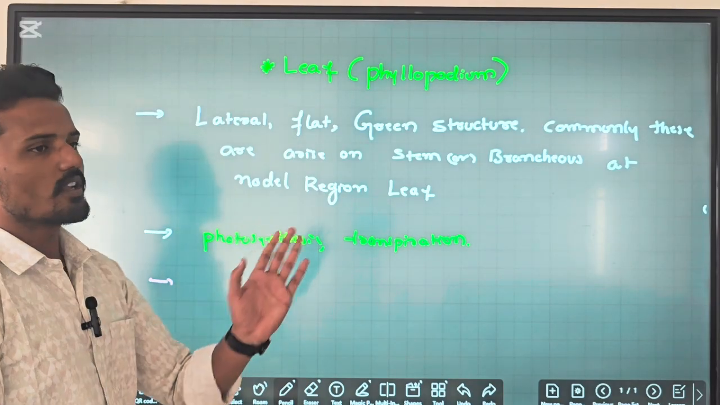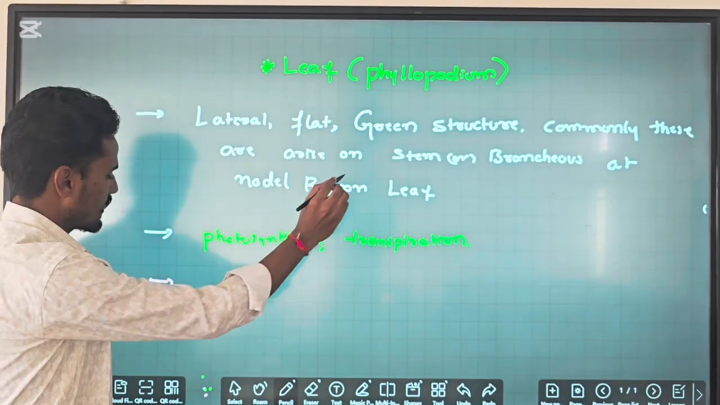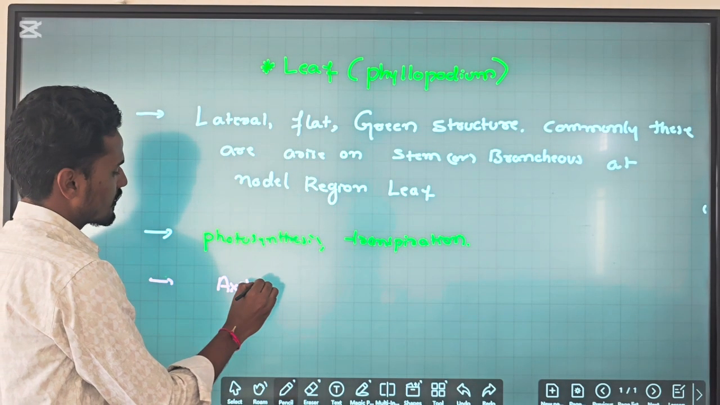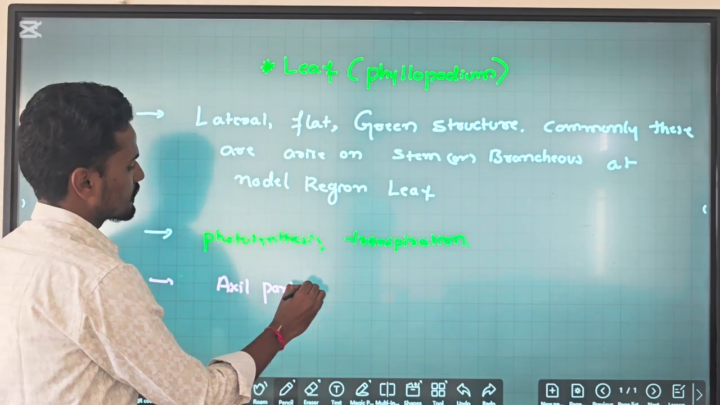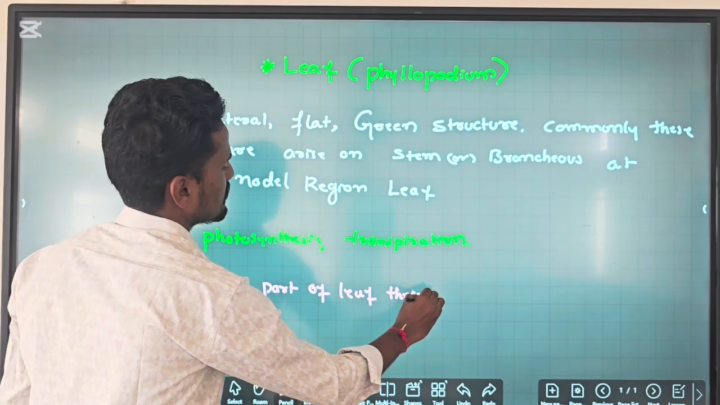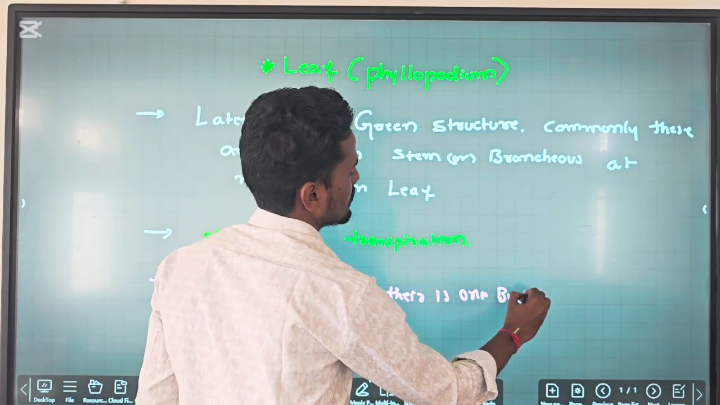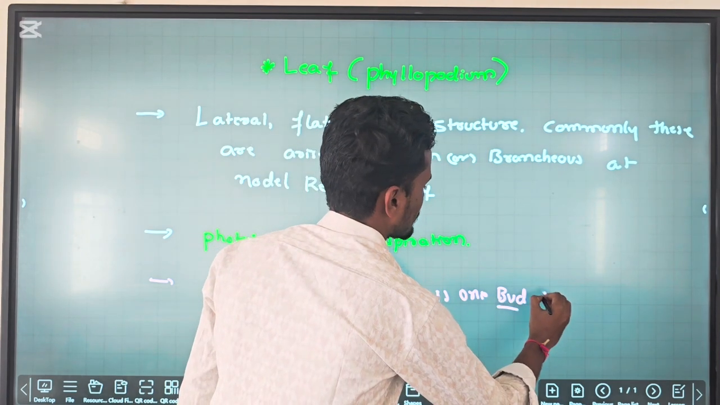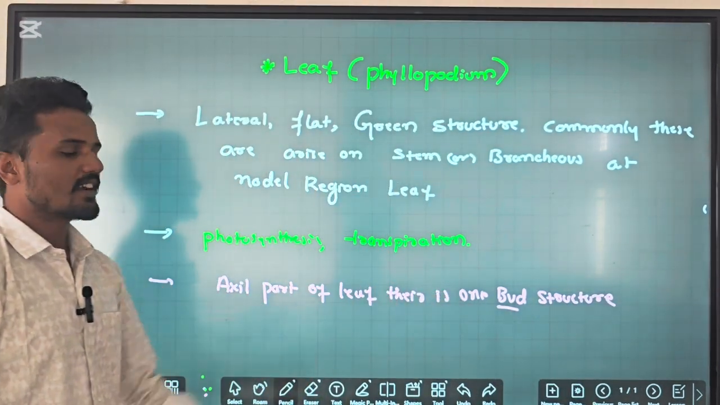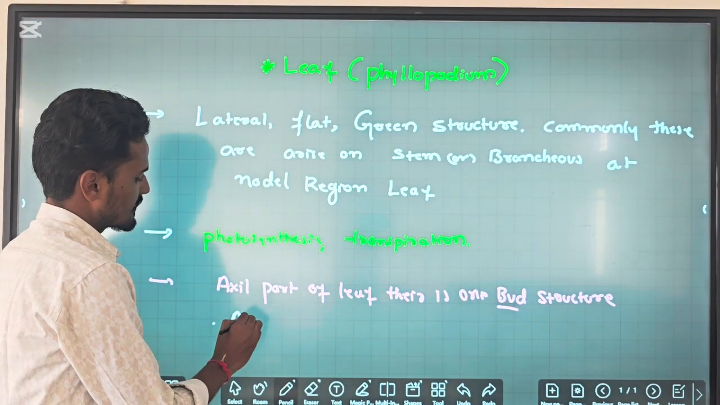Next, in all leaves, we see one common structure at the axil of a leaf. At the axil of the leaf, there is one bud-like structure. That is called an axillary bud.